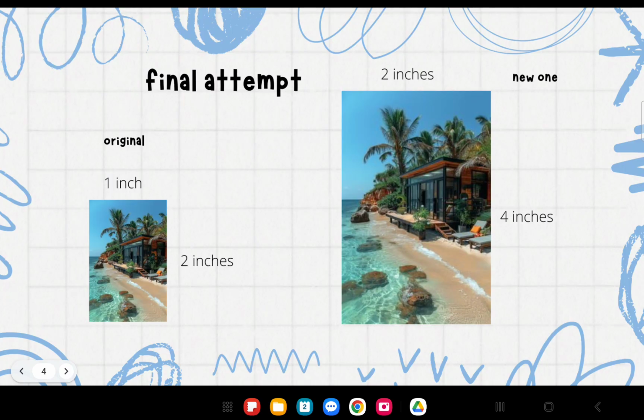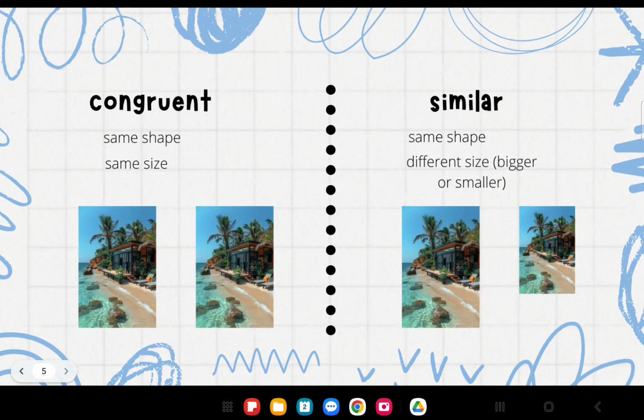So what do you notice here about the original picture and the new one? That is correct, right? The picture is still intact. It's just both the length and the width have been multiplied by 2. And that's what I wanted. That's what similarity is. Just real quick, an overview of congruency versus similarity.